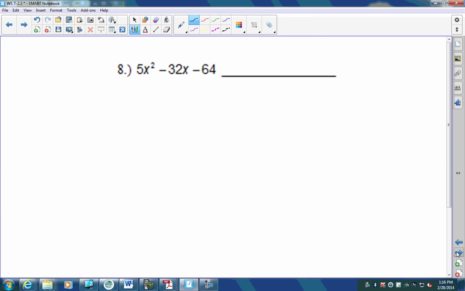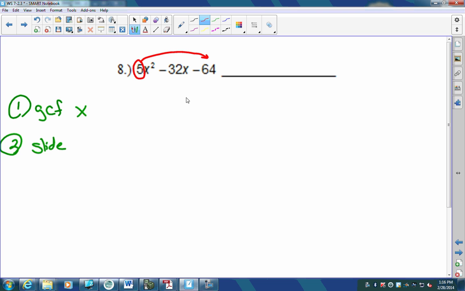All right, let's go to number 8. Again, if you're on the video, you can pause it. But right here, step 1 is what? Find the GCF. Does 5 go into 32? No. 2, I need to slide to the right. So take the number in front of x squared. Move it to the right. So I get x squared minus 32x. Oh, y'all got to help me. What's 64 times 5?